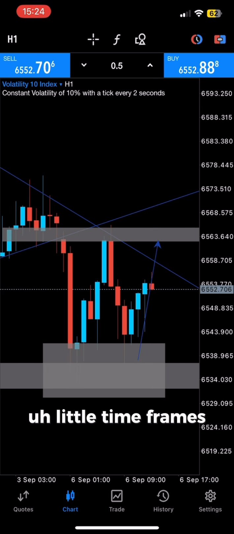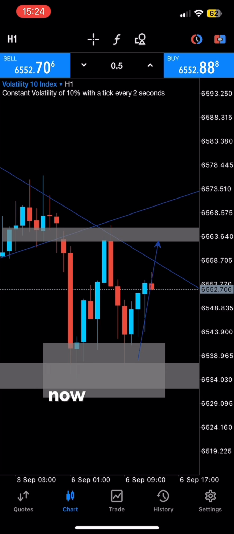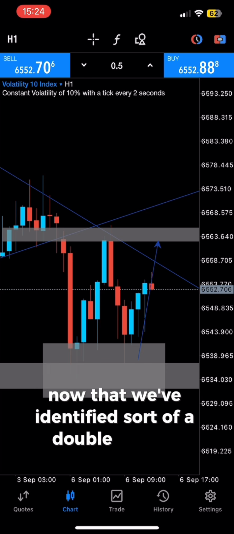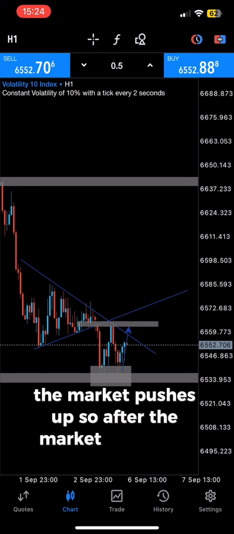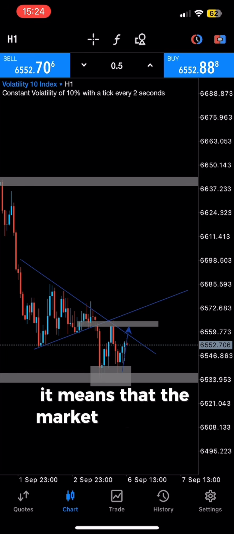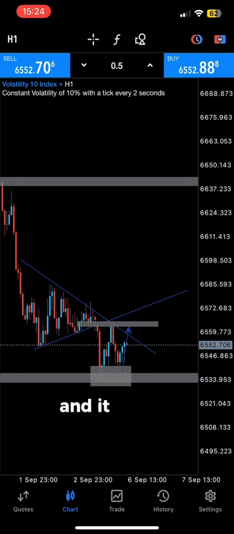And then now that we've identified sort of a double bottom, the market pushes up. After the market pushes up, it means that the market is going to buy for some time until it reaches that neckline where I've put another shadow zone.